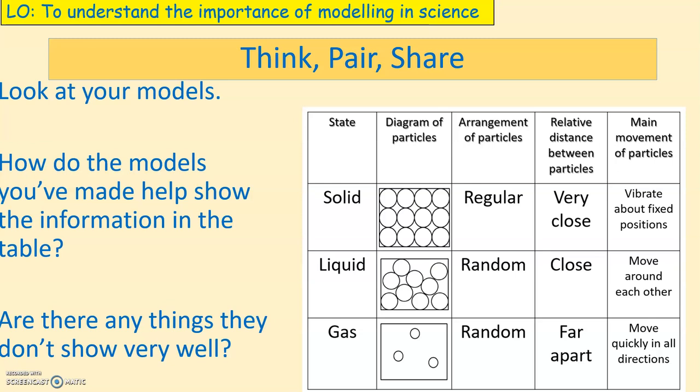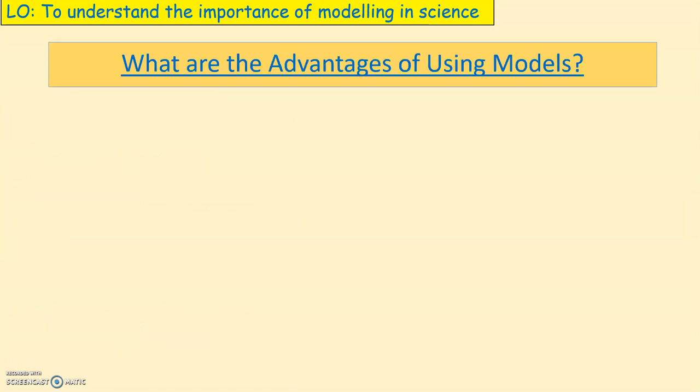So the question now is asking you, what do you think this is not showing properly? This particular model we've done, the diagram of particles, what is it not showing us? That is something I want you to think about, and that is something we're going to be answering together. Now, question: what are the advantages of actually using models? This is what we're going to be looking at.